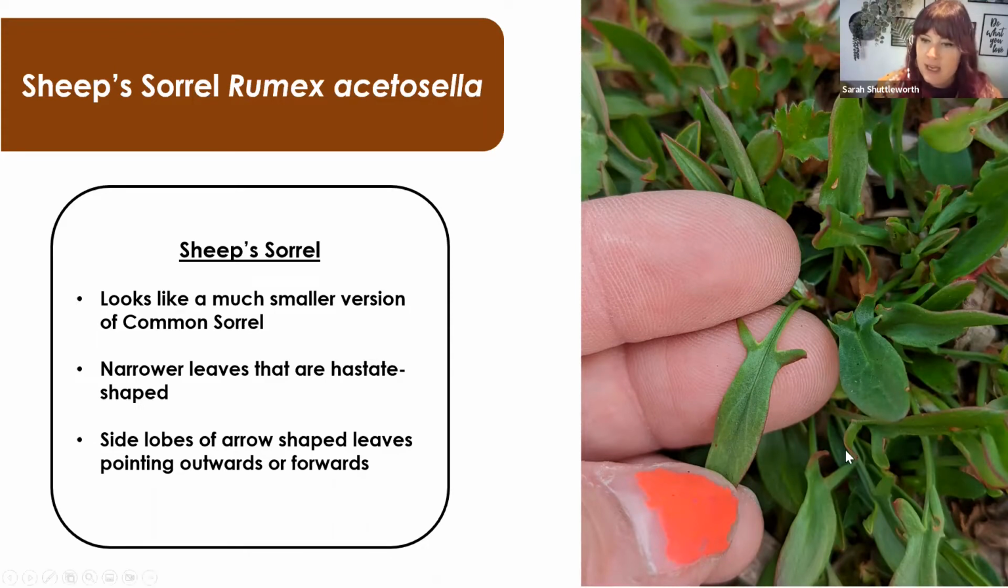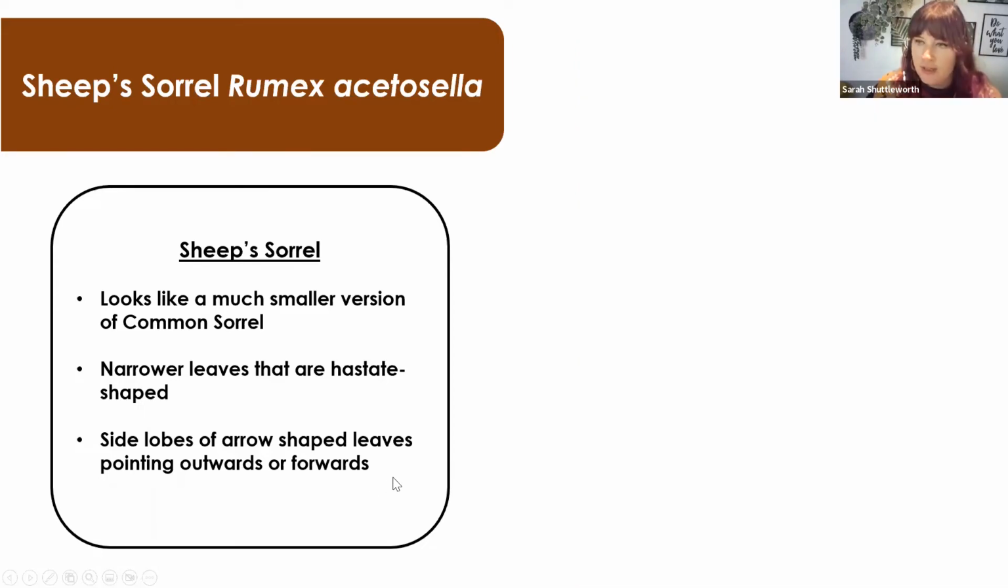We'll go into that on the next slide, but you can see this very distinctive shape at the base of the leaves, where they form this, not an arrowhead so much, but it comes out and then they sometimes poke forward as well, whereas in common sorrel they would just be going downwards. And the side lobes are arrow shaped basically, but not like common sorrel.